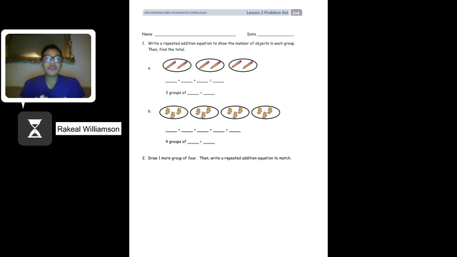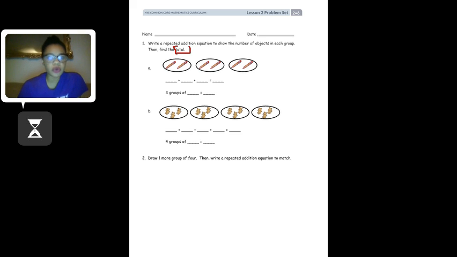Okay, so today we're going to be doing the same thing that we were doing yesterday, except this time we're going to be doing addition equations. So this is just laying the foundation, like I said, for us to learn how to do our multiplication facts for next year once we go to 3rd grade. So let's see. Number 1 says, write a repeated addition equation to show the number of objects in each group. Then find the total. And remember, total is one of those words that let us know that we're going to be adding. It's a key word.